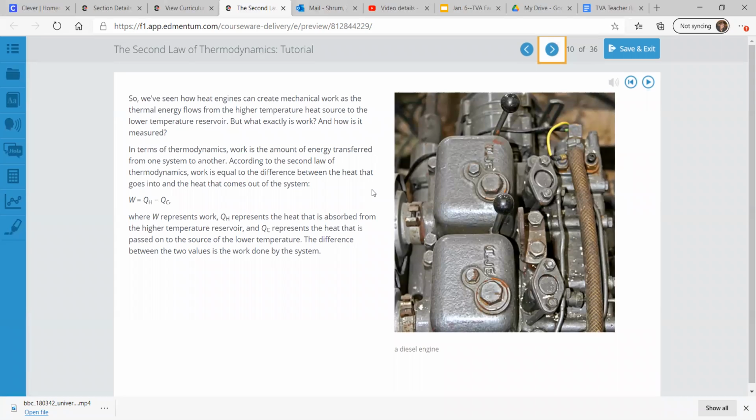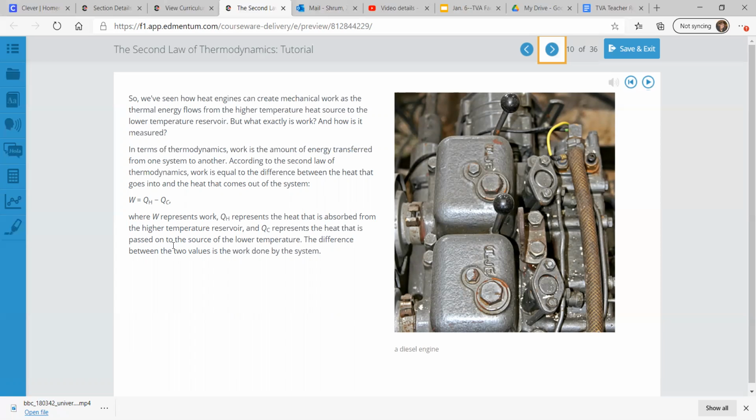So we've seen how heat engines can create mechanical work as the thermal energy flows from high to low temperature sources or heat sources. But what exactly is work? Why do we say work? How do we measure it? Well, in terms of thermodynamics, work is the amount of energy transferred from one system to another. According to the second law of thermo, work is equal to the difference between the heat that goes into and the heat that comes out of the system. Work is equal to QH minus QC.